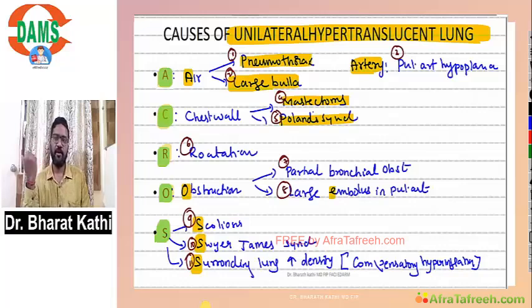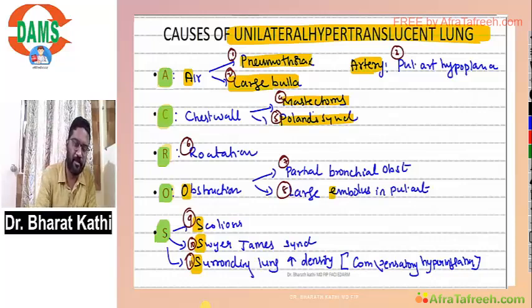So think of air, which will contain air: pneumothorax, bulla. Think of chest wall causes. When there is no muscle, or when the muscle is removed, as in mastectomy, Poland syndrome, any rotation, any obstruction in the pulmonary artery, partial obstruction in the bronchus, any scoliosis, any Swyer-James syndrome, and surrounding lung increased density, as in compensatory hyperinflation.